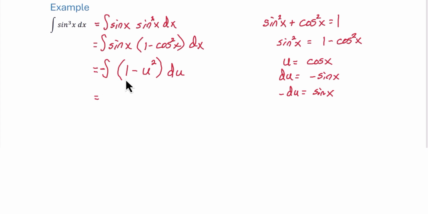The integral of 1 is u. Make sure we distribute the negative sign. So that's negative u. And then the integral here, we get negative negative, which makes that a plus 1/3 u cubed plus c. Replacing the u now, we have negative cosine x plus 1/3 cosine cubed x plus c.